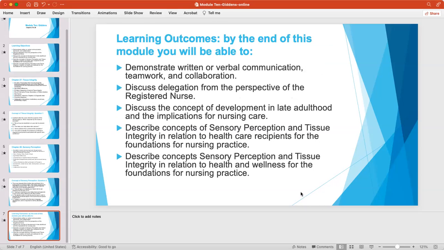And then these are the learning objectives, so be sure to understand these as well. And that completes this module. Thank you.